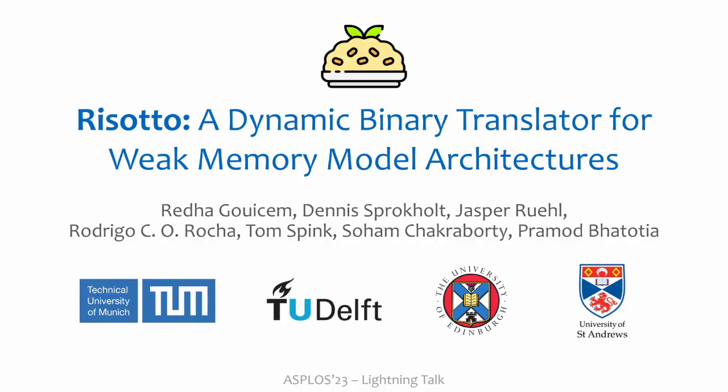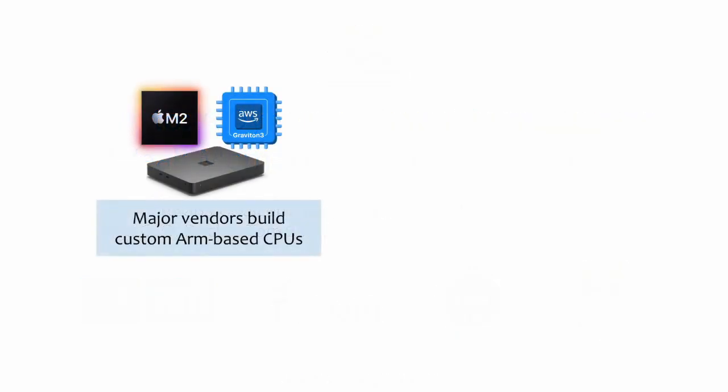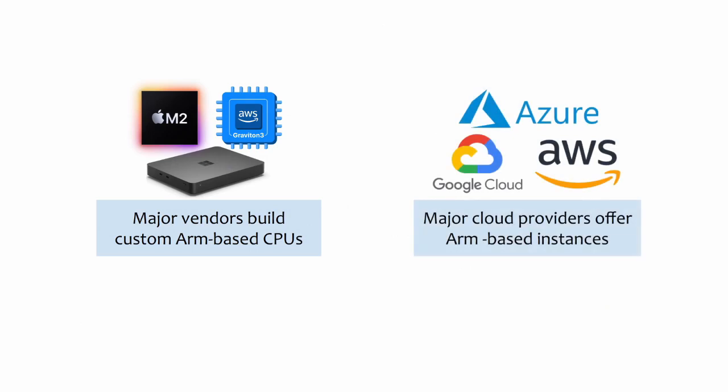Hi everyone, let me introduce Risotto, our dynamic binary translator for weak memory model architectures. In the last few years, we are seeing an evolution in the CPU market, with the ARM architecture being used outside the embedded world, with major vendors such as Apple, Microsoft, or Amazon building desktop or server machines based on ARM CPUs. Most major cloud providers also offer ARM-based instances that are more cost-effective than their x86 counterparts.